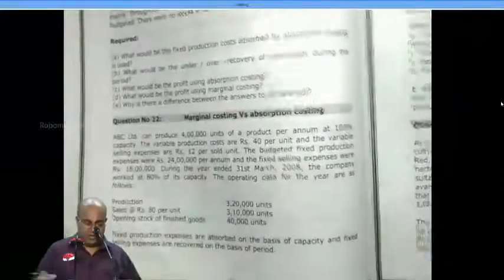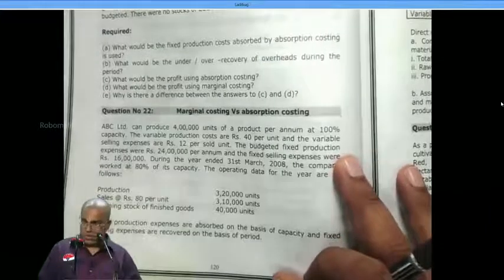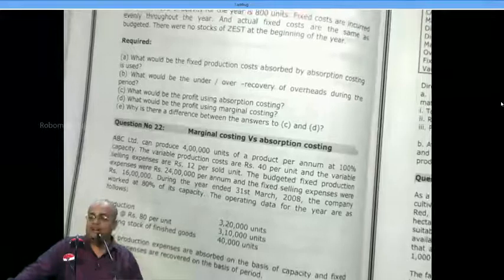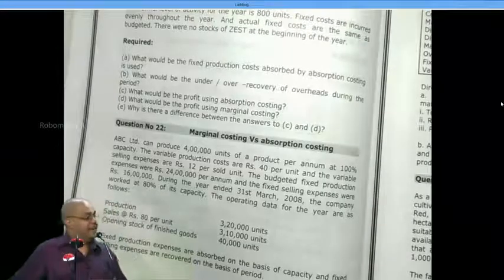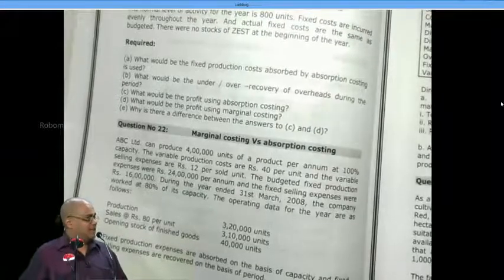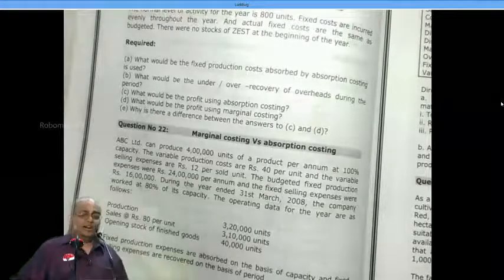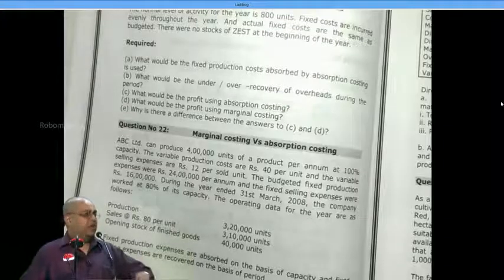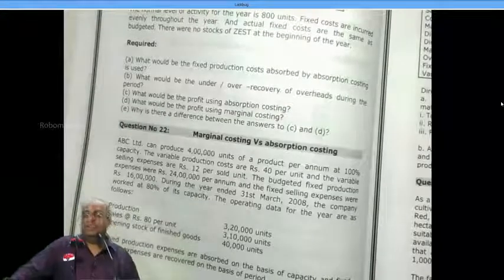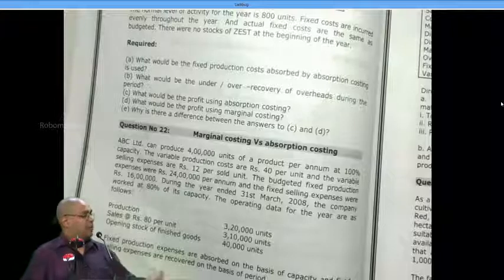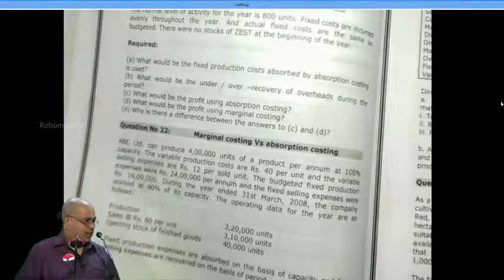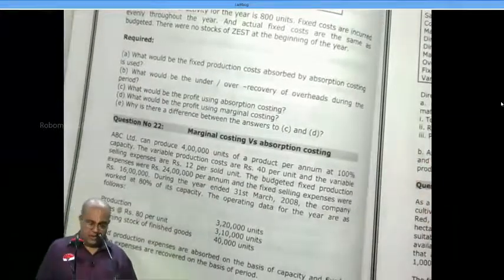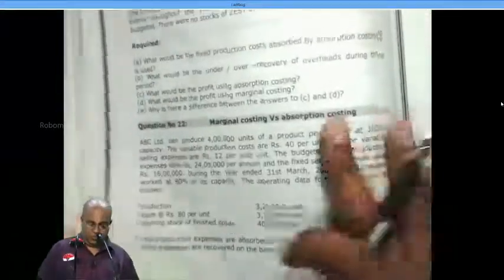Now, take question number 22. Today I will probably be completing the chapter standard costing also. Next class I will be starting with another chapter called contract costing. If we feel all chapters are overloaded, then we can just do one or two small chapters like operating cost, etc., and also come back to contract costing. Let us see how it works out. Can I start or not? Now take question number 22.